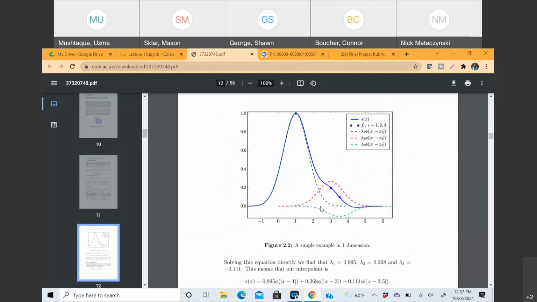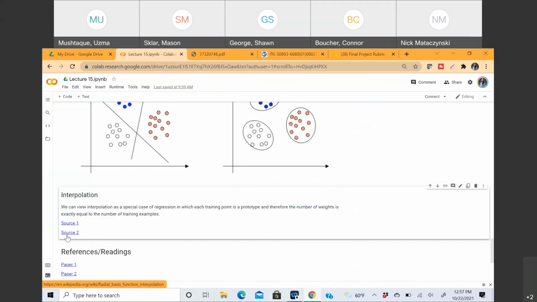So this is a good visualization of why we can use this as an interpolant. For every different point, you can use a combination of all those functions to approximate some other function, and that is going to cover your entire space, and then you can use it as an interpolant. And even better than this, Wikipedia talks about this really well.